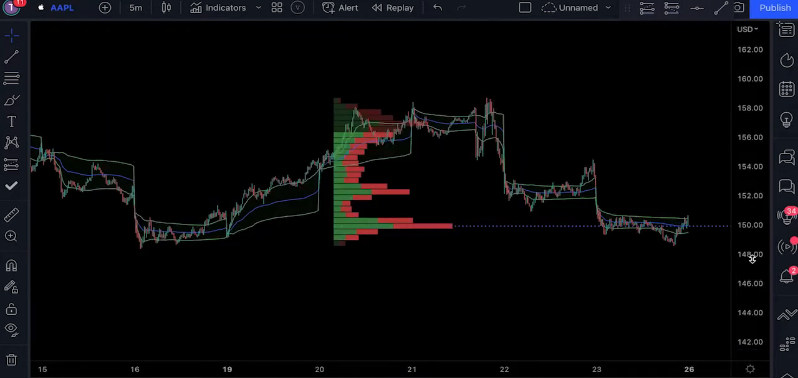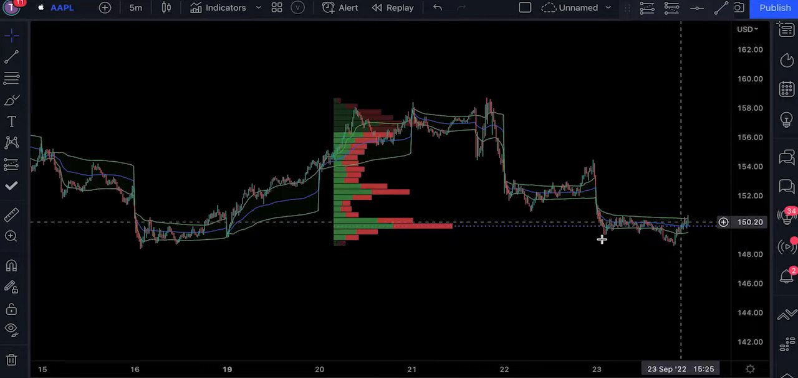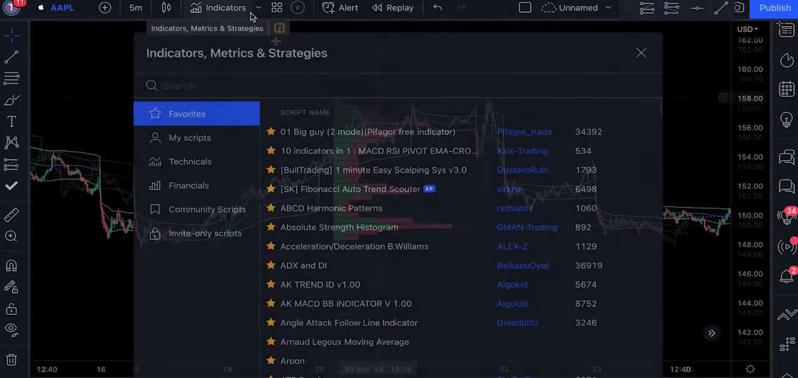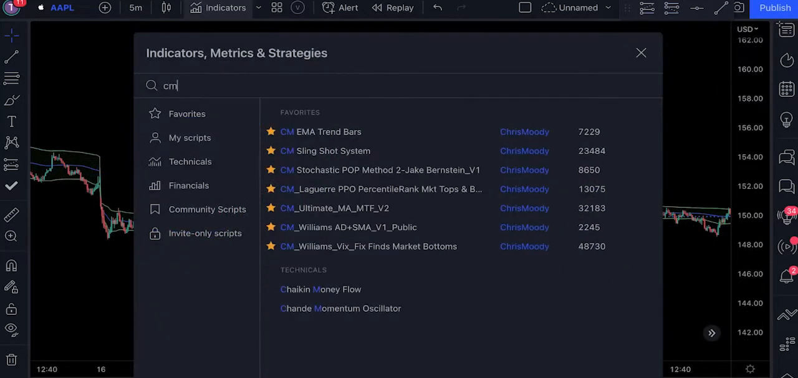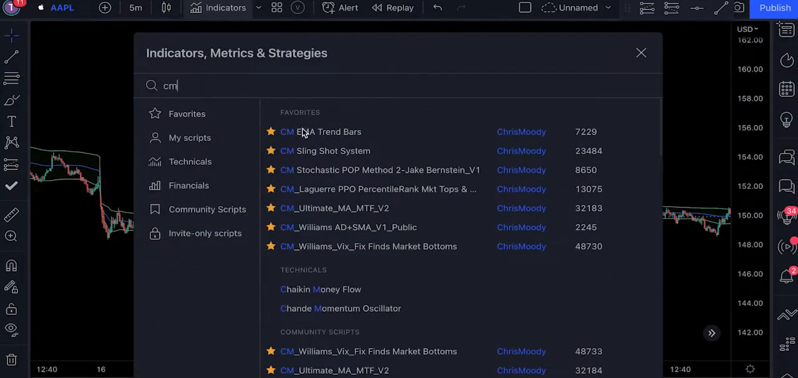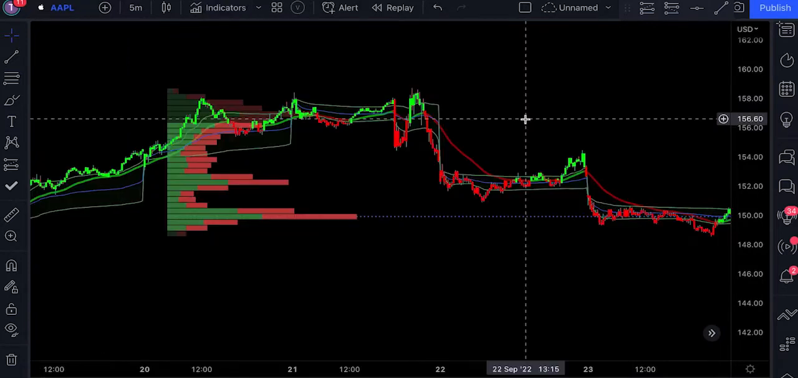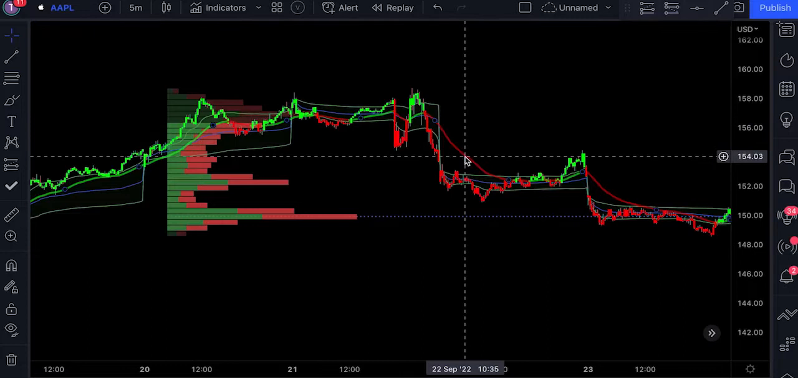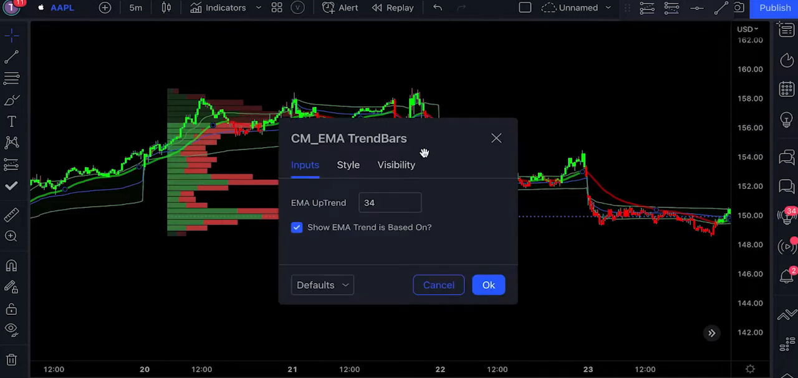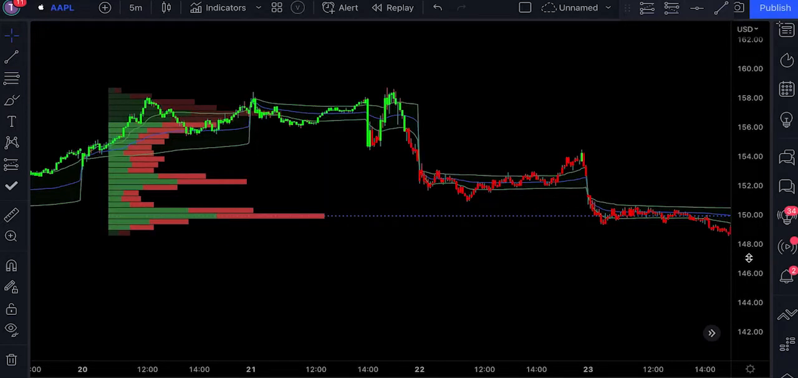We're going to be using this indicator to confirm the entries given by the VWAP. Okay, now let's go ahead and add the last indicator to the chart. So let's search for CM EMA trend bars by Chris Moody. Let's access the indicator settings and change the EMA uptrend from 34 to 200. Also, let's disable this option right here. This indicator will serve us as a trend filter.